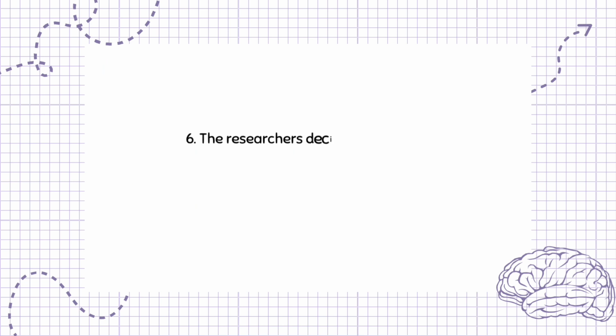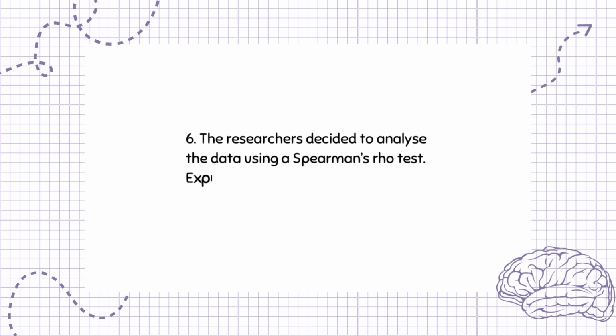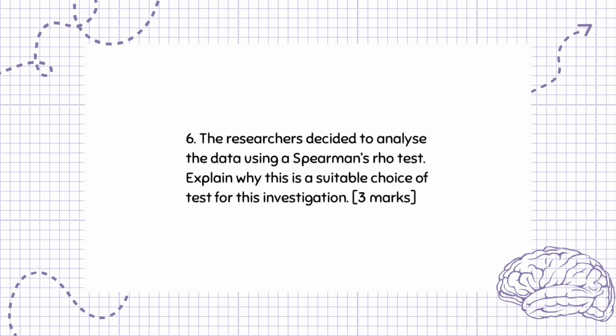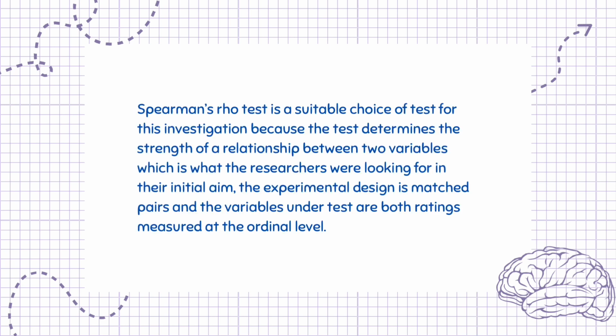Question 6. The researchers decided to analyze the data using a Spearman's rho test. Explain why this is a suitable choice of test for this investigation. 3 marks. Spearman's rho test is a suitable choice of test for this investigation because the test determines the strength of a relationship between 2 variables, which is what the researchers were looking for in their initial aim. The experimental design is matched pairs and the variables under test are both ratings measured at the ordinal level.